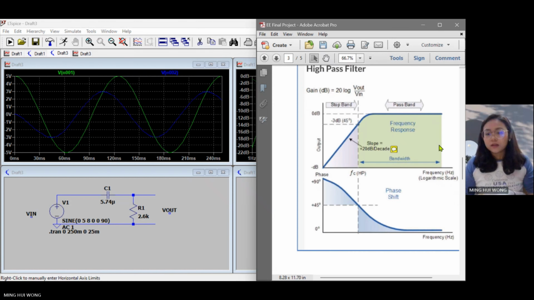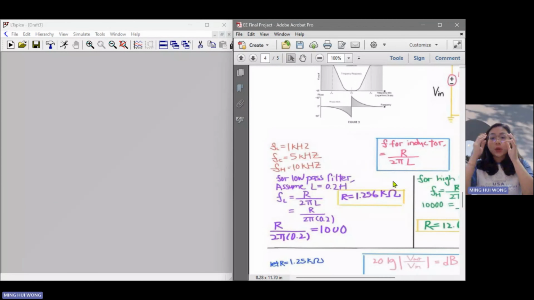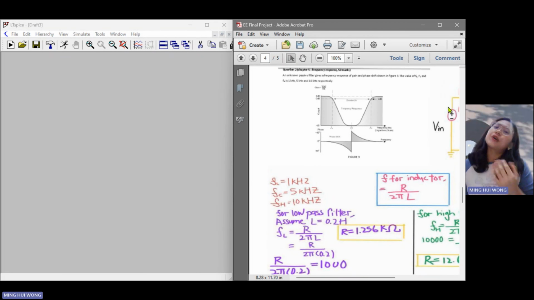This is the phasor diagram for the general high pass filter. Next is question two. Based on this graph, we can directly know that the circuit is a bandstop filter. What is the meaning of a bandstop filter?